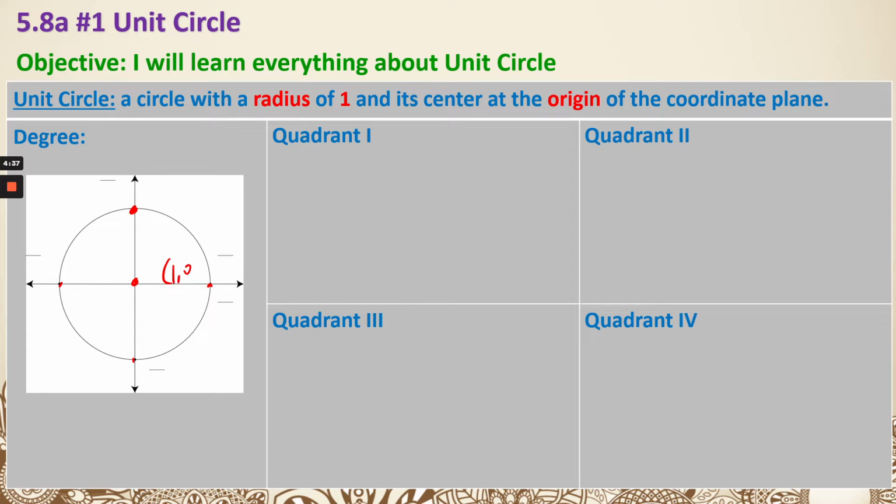This would just be 1, 0. That is 0, 1. That is negative 1, 0. That is 0, negative 1. These are just points on the coordinate system that are 1 away from the origin, and since they are on the axis, we can easily write these coordinates.